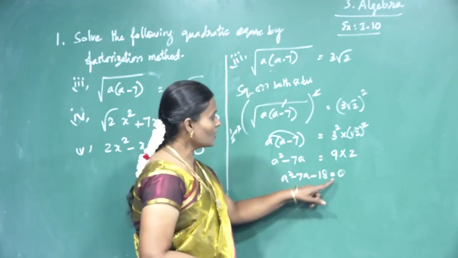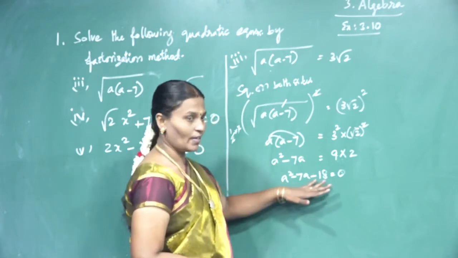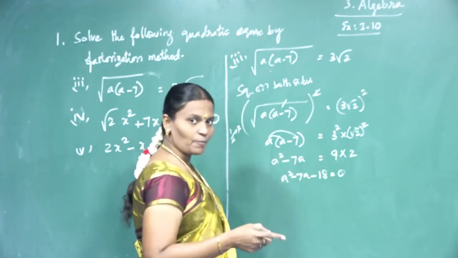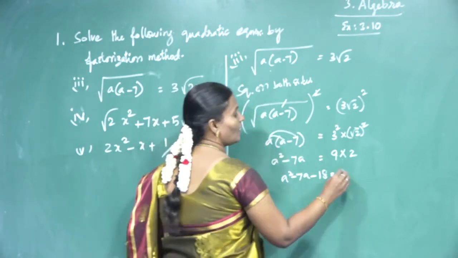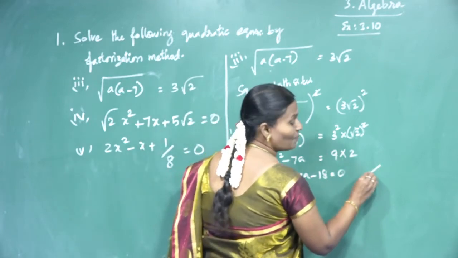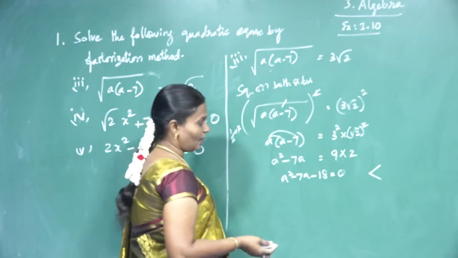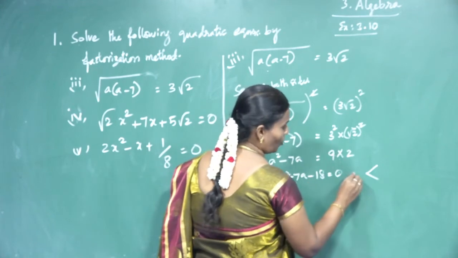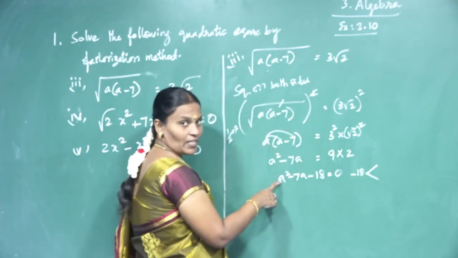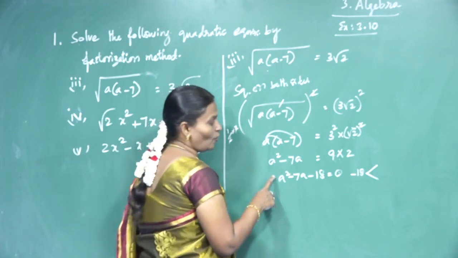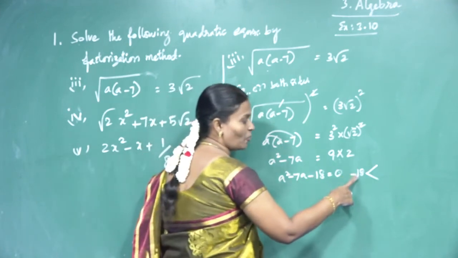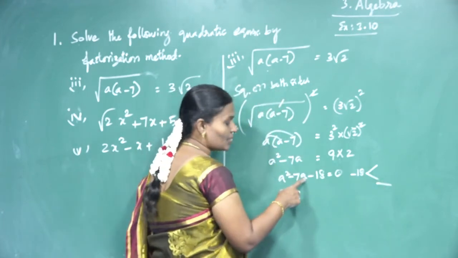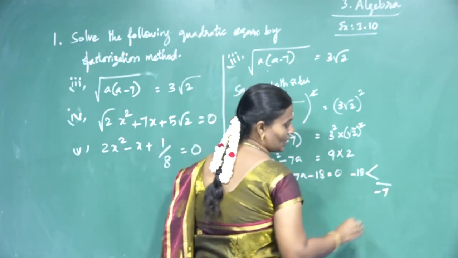Understand, children? Now see, this is the general form of the quadratic equation: ax square plus bx plus c is equal to 0. Now factorize using the sum and product method. Here the constant term is considered as the product, so minus 18. The coefficient of a square is 1 only, so 1 into minus 18 is minus 18. That is the product. Then what is the sum? The coefficient of a is the sum. What is the coefficient of a? Minus 7. So minus 7 is the sum.